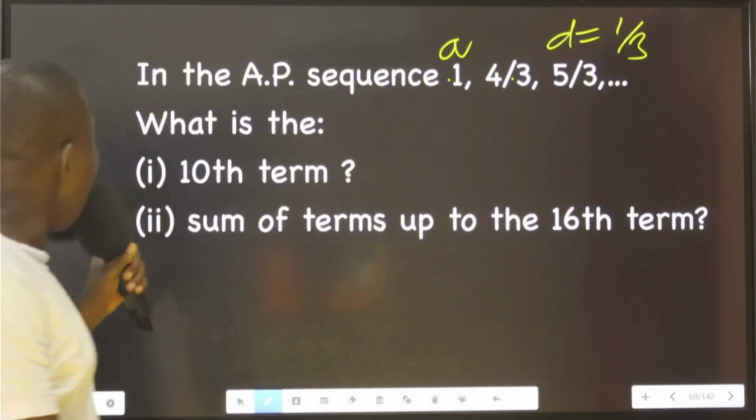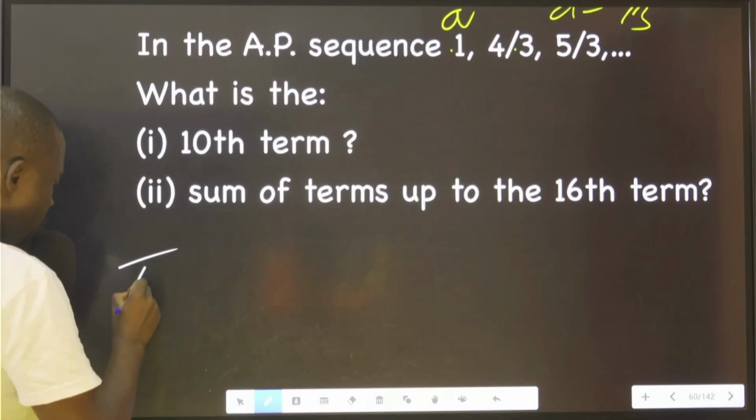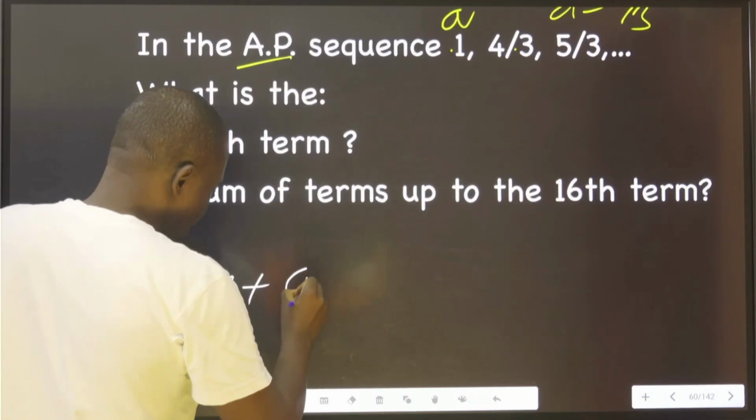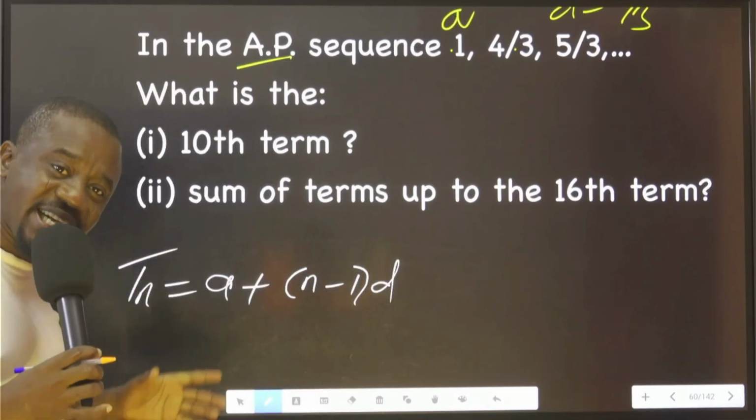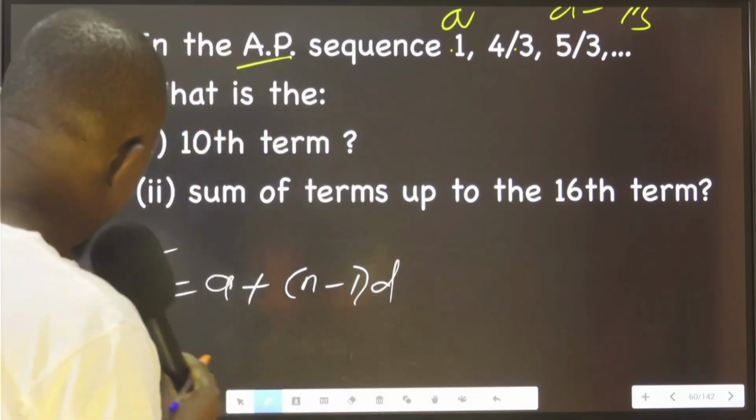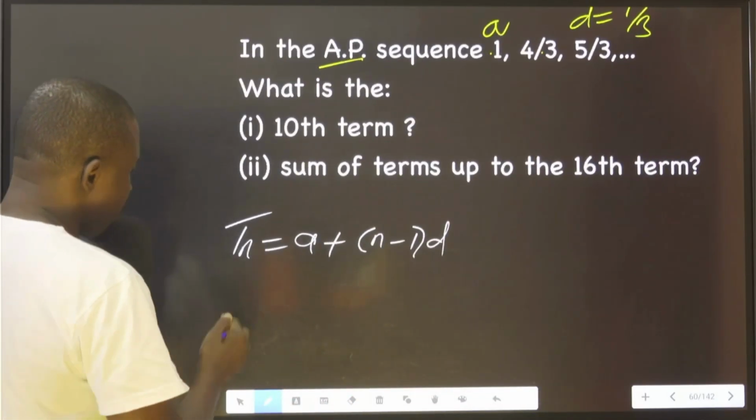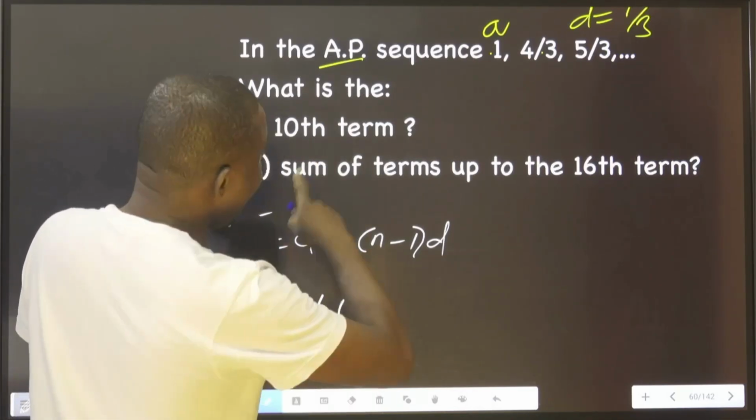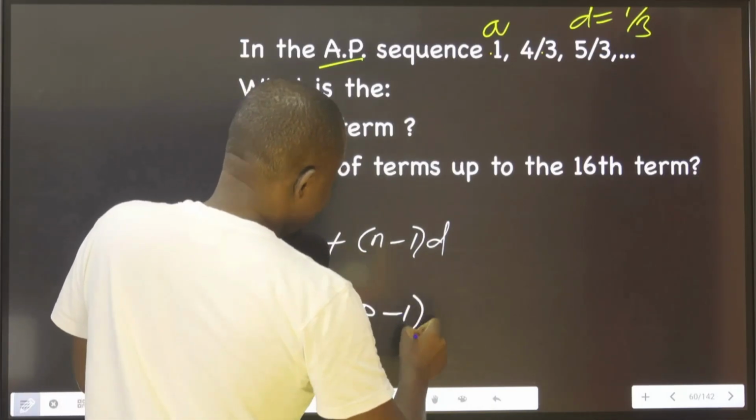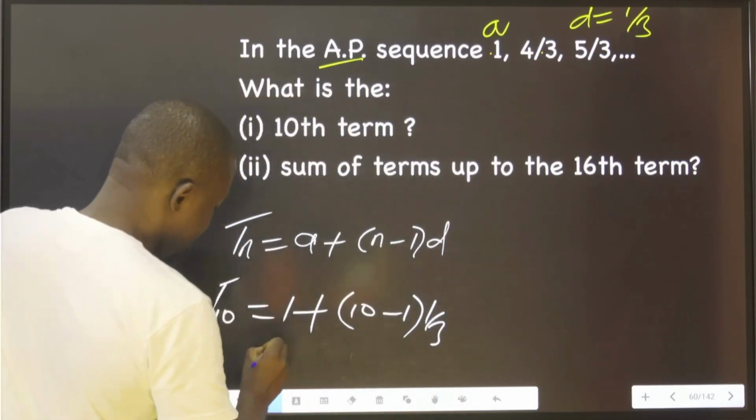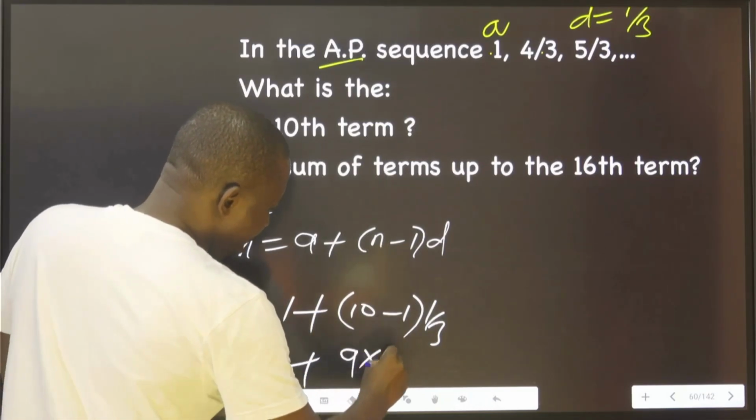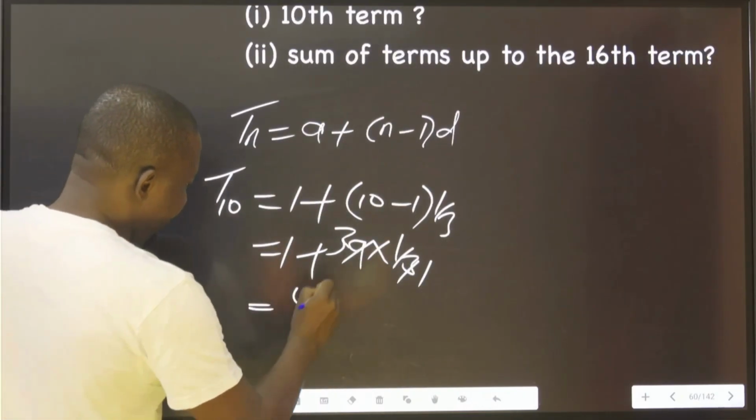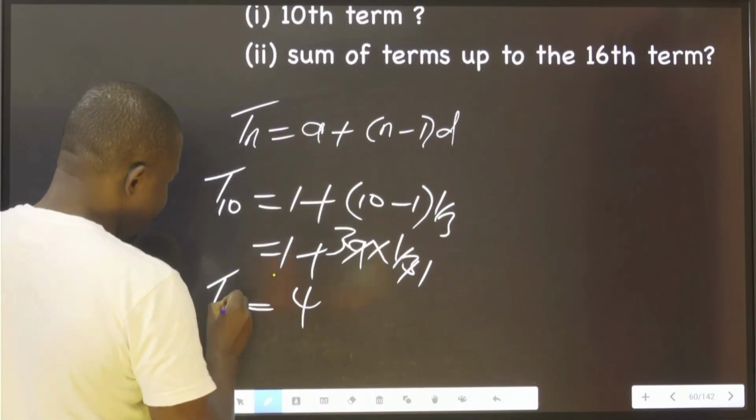So now, what is the 10th term? We simply use this because we are told that it's an AP. Please note that in this revision, we have done a lot of this. We are simply reversing. So, that is the 10th term. The first term is 1 plus n is 10. The d is 1 over 3. That is 1 plus 9 multiplied by 1 over 3. 3 here, 1, 3 here, 3. It means, therefore, this is 4. 1 plus 3 is 4. So the 10th term is 4.